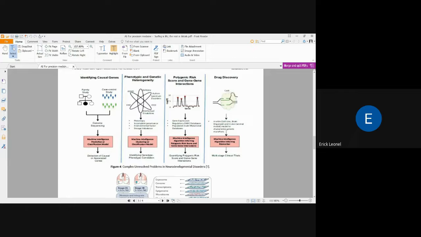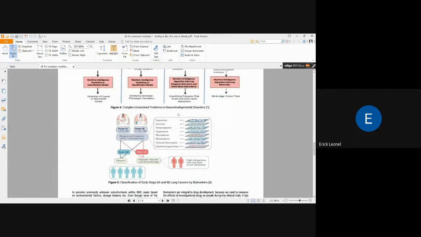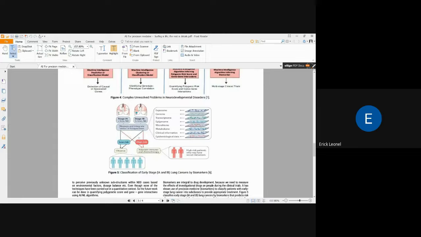Drug discovery AI models are the frontier for therapeutic intervention and drug design. Currently, there are 51 Food and Drug Administration approved targeted gene drugs for neurology and psychiatry. To finish, we're going to talk about the application of AI in precision medicine.